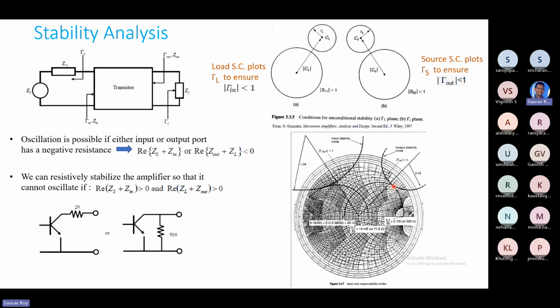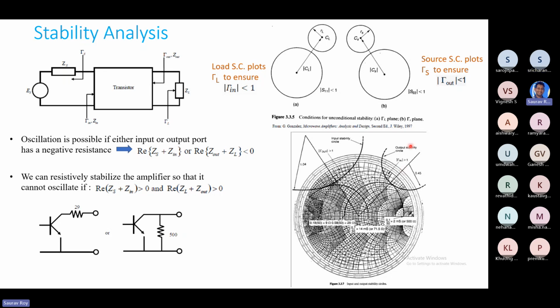That means we are pushing this load stability circle just out of the boundary of the Smith chart. We are trying to find the boundary condition here. Zero means it is at the boundary, right? Right, the boundary between greater than zero and less than zero. Anything greater than that will become unconditionally stable. Exactly. Thanks.